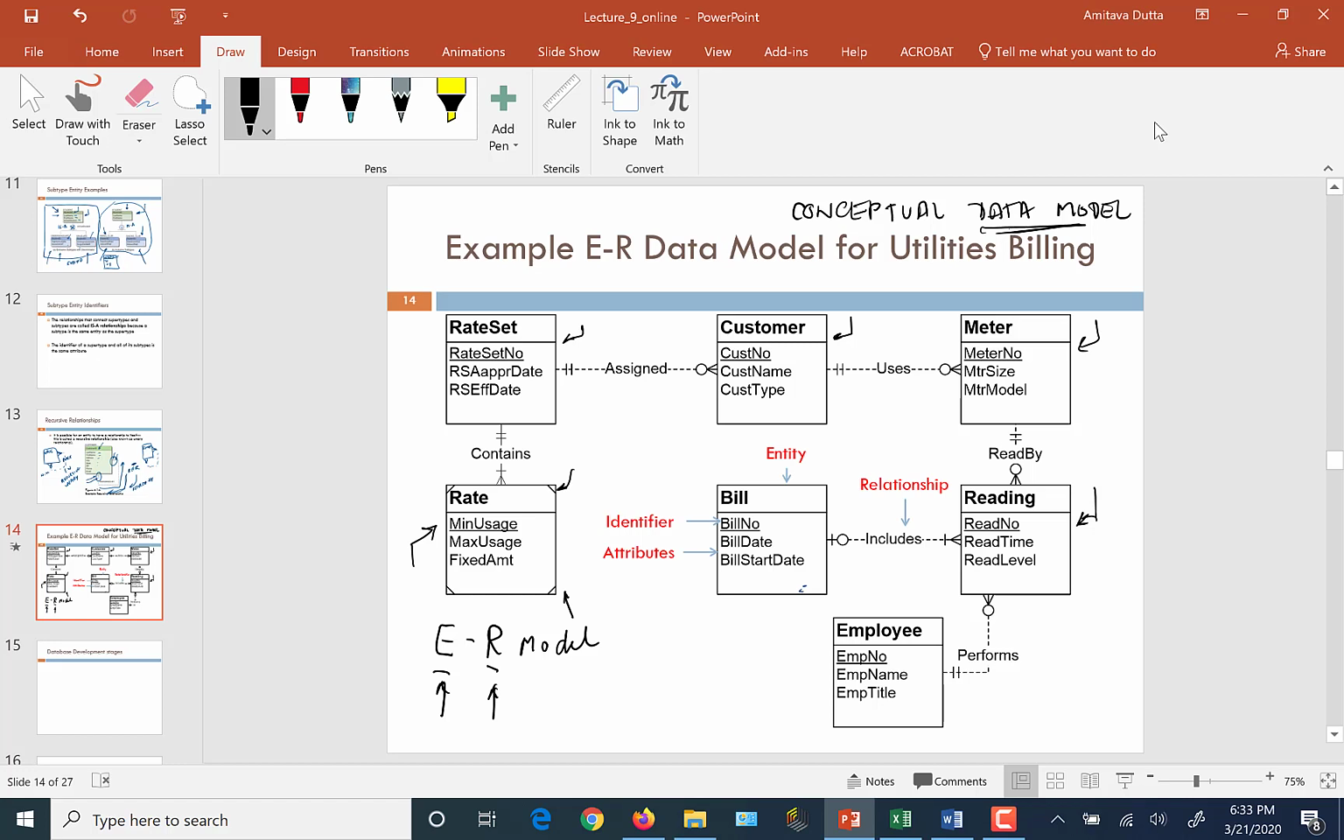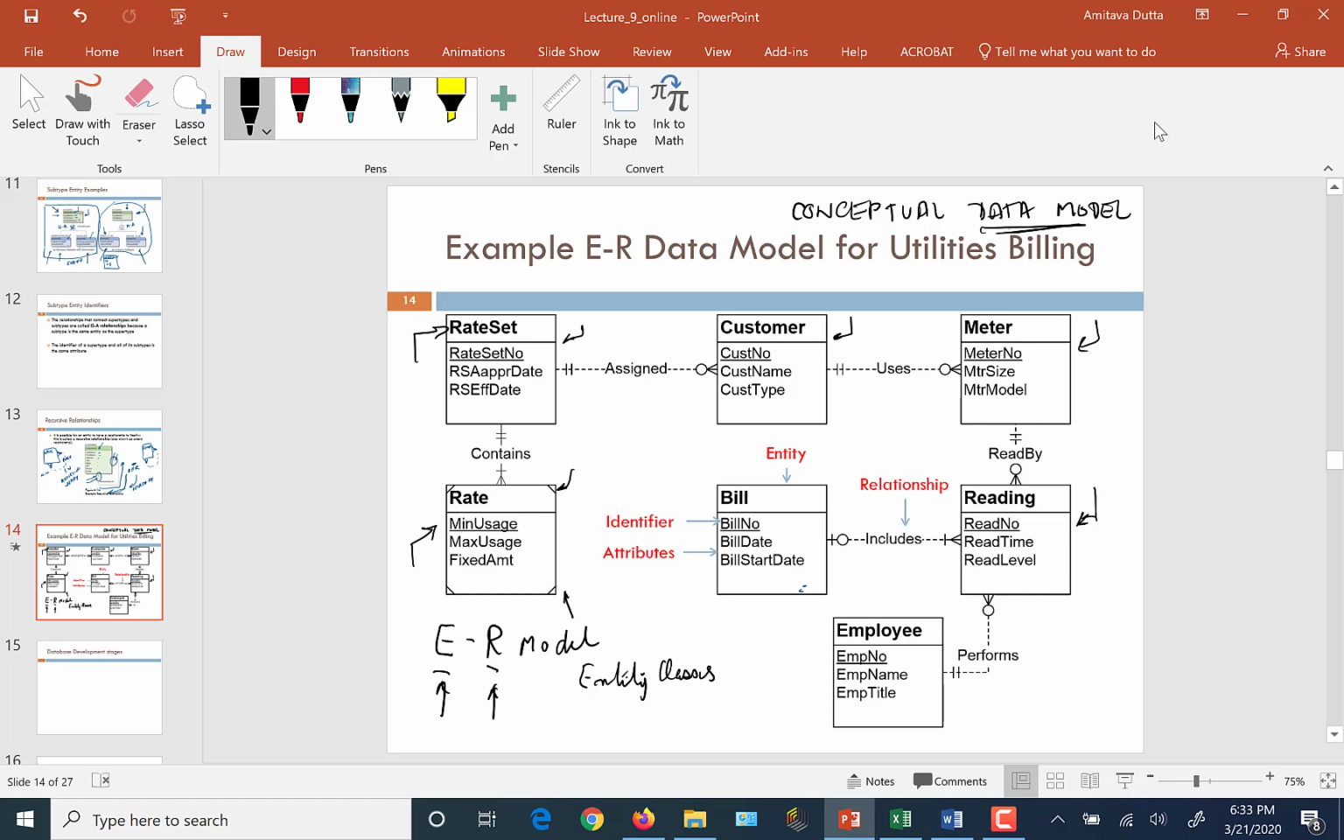So first thing is entities are represented by rectangles. Every entity must have a name, and more specifically, these rectangles that you're seeing are what are called entity classes. So maybe you can remind yourself what an entity class is.